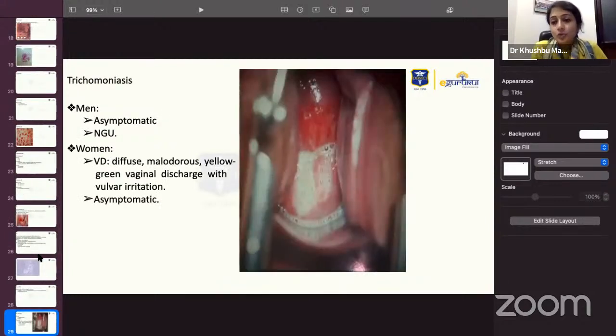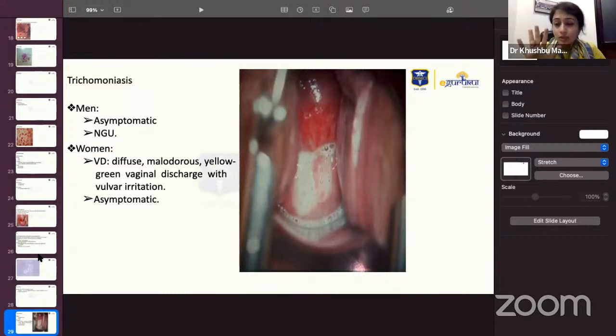Come to trichomoniasis. Now, I told you in men it causes NGU. One of the causes was Trichomonas vaginalis. In women, it causes vaginal discharge. And what is the kind of vaginal discharge that I get? Here, the typical history would be greenish, frothy discharge. Look at the discharge. You can see the froth. So, greenish, frothy vaginal discharge associated with pruritus, associated with irritation usually.